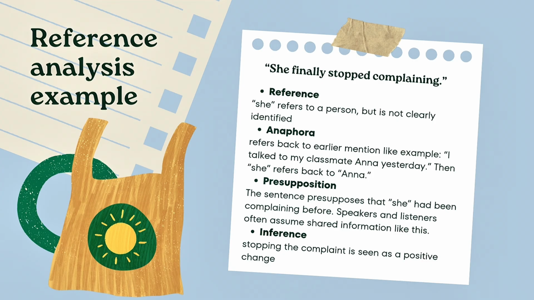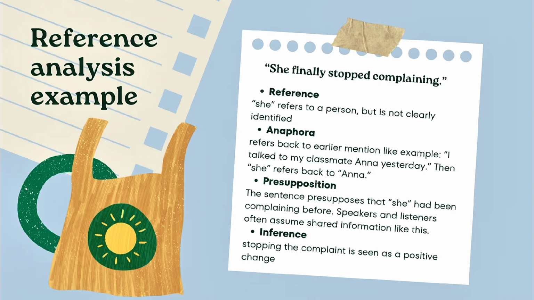Reference analysis example. So, from the sentence, "She finally stopped complaining." The reference can be seen in the word "she." This word is used by the speaker to identify a person. However, by itself, "she" doesn't clearly show who is being referred to. Therefore, we need context to fully understand the reference. We can analyze this reference through three mechanisms.